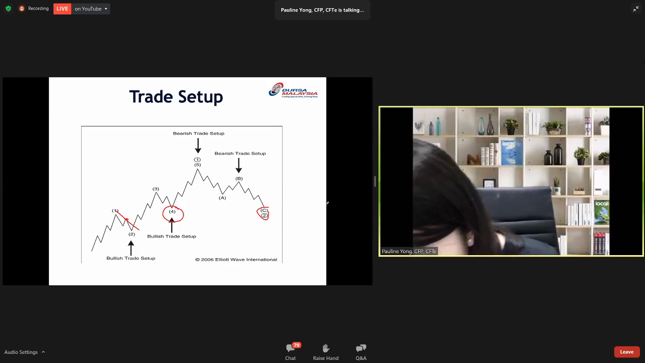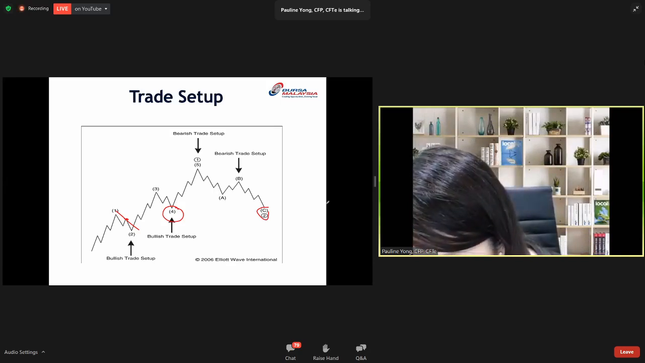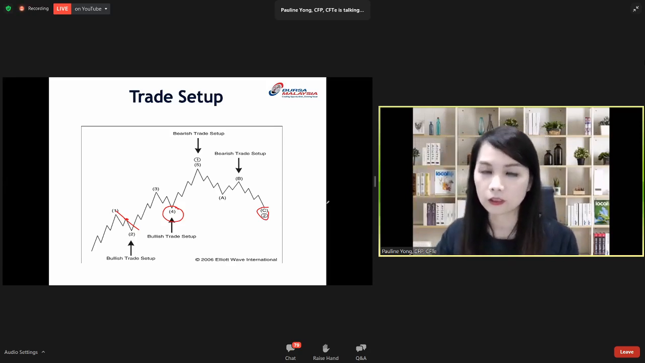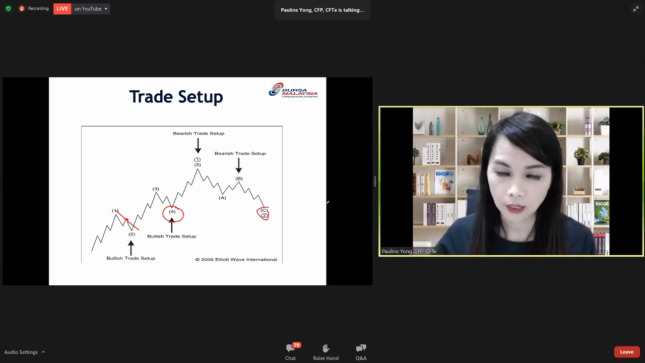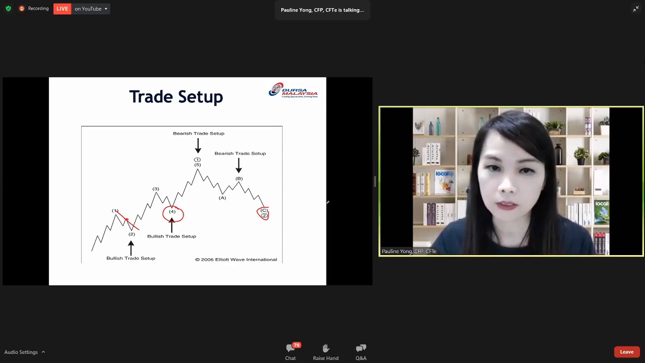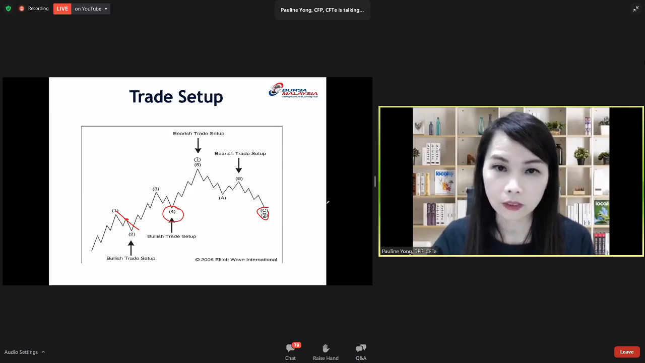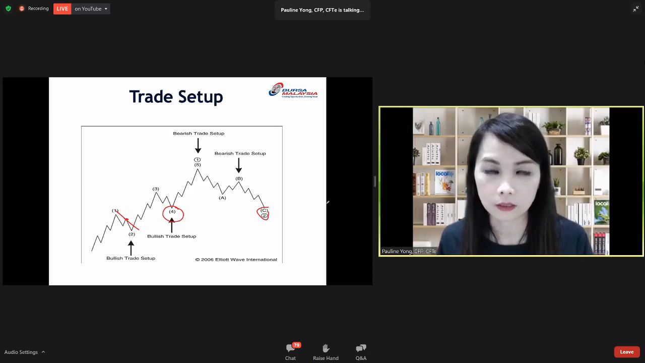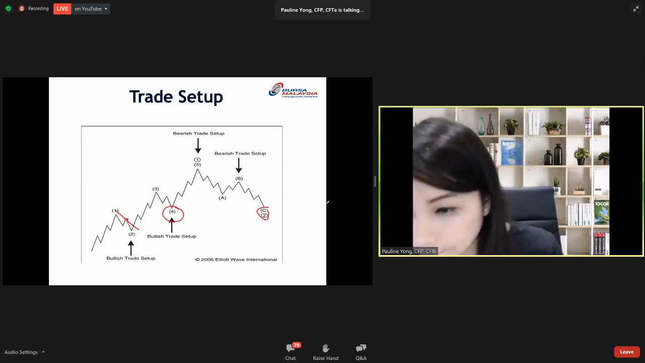Is it true that if wave 2 is a complex wave, then wave 4 will be a simple wave? For this rule of alternation, I have seen sometimes they are the same. I have seen it before. So if you ask me whether it has to be a strict rule, I will say no, not necessarily, because sometimes it can be the same.